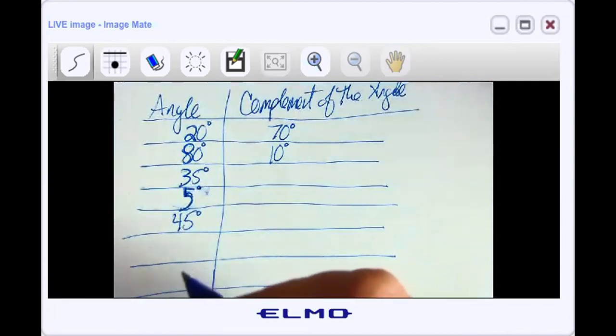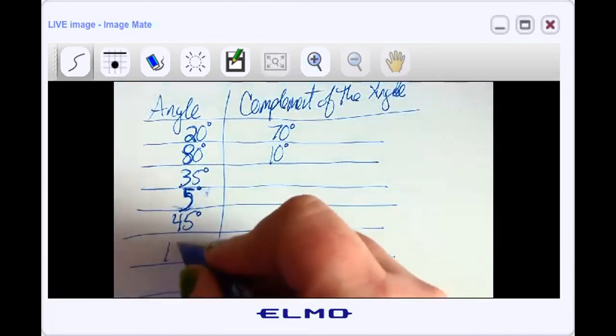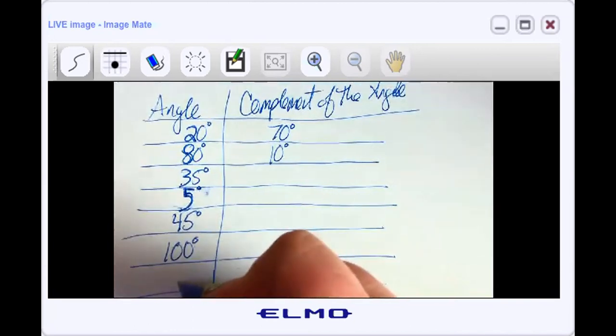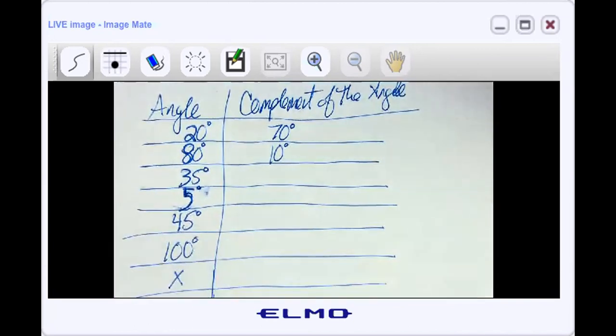And now I'm going to try and trick you. I'm going to do 100. And I'm going to do x. All right, fill this chart in as best you can. And keep in mind, guys, that if you are handwriting these answers, you must include the degree sign. The electronic stuff that you do may not necessarily require you to do that, but to be precise, you should.